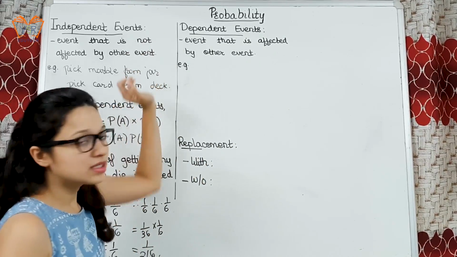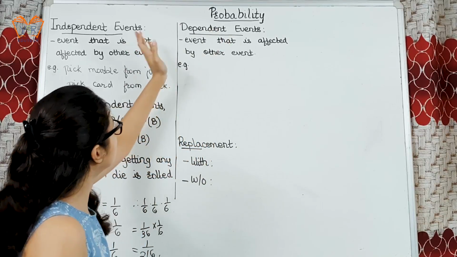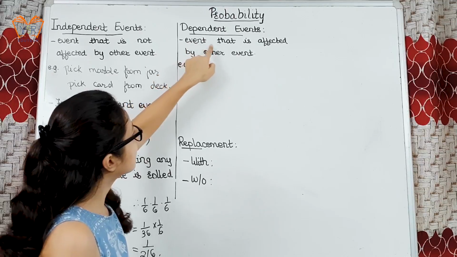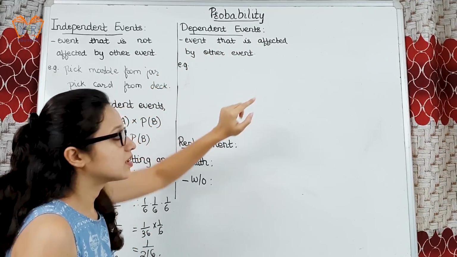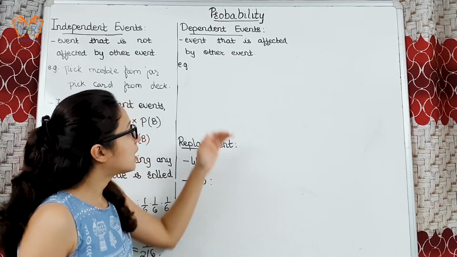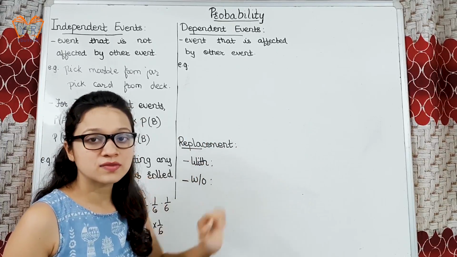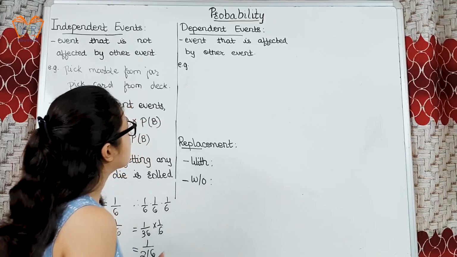Let us study what are dependent events. This is exactly opposite of what we saw in the independent event. Definition says an event that is affected by another event. So again we can simply say that the outcome or occurrence of any event affects the probability of occurrence of the next event.